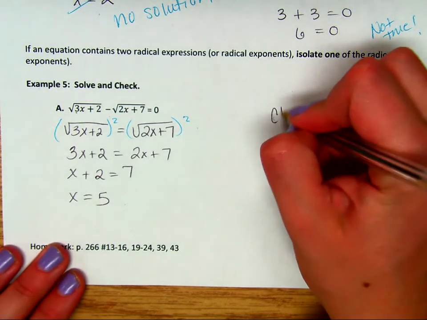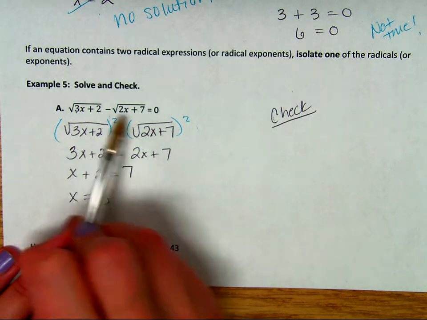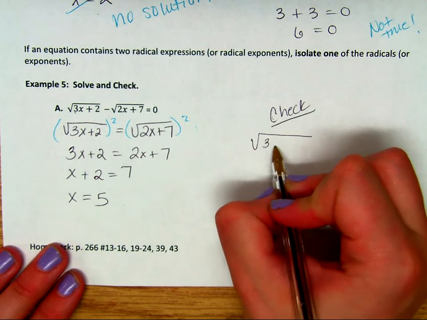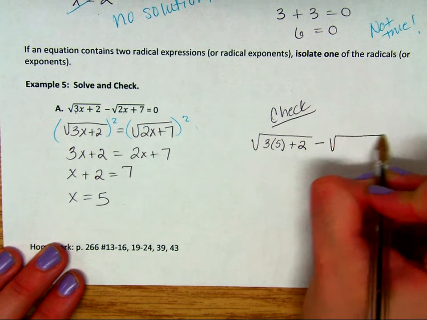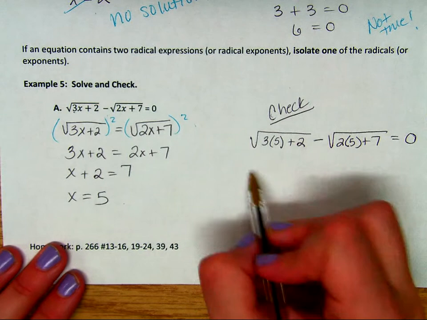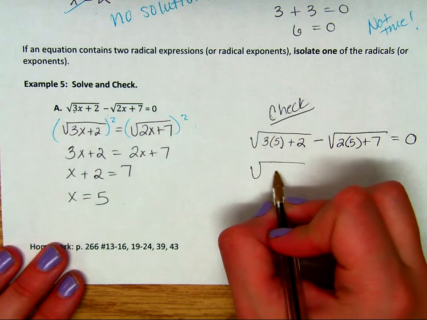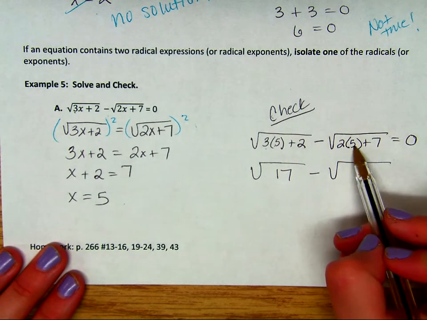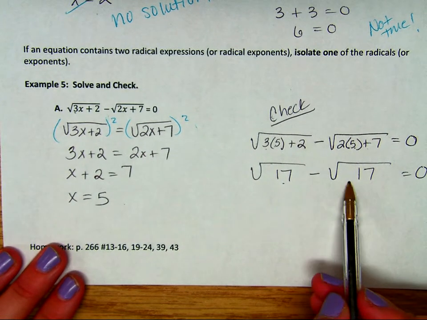And I do want to check, make sure that works in the original equation. So plug in 5 into the original equation. So I get the square root of 3 times 5 plus 2, minus the square root of 2 times 5 plus 7, equals 0. So this gives me 3 times 5 is 15, plus 2 is the square root of 17, minus 2 times 5 is 10, plus 7, 17. And I have the square root of 17 minus the square root of 17.